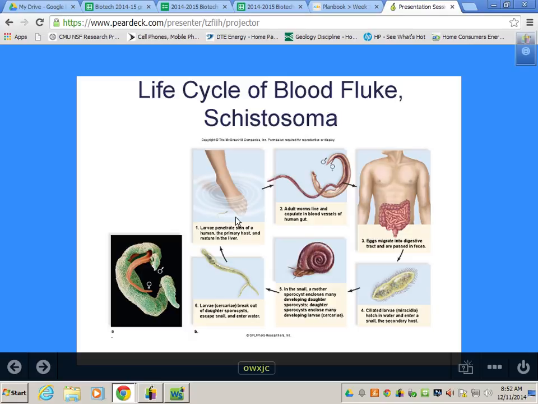So the adults are going to lay their eggs, and all of their young are going to be, oh no, that's purging the system, isn't it? Okay. So the eggs are going to migrate into the digestive tract, and then will be passed on to the feces. So sometimes, you see this, right, in animals, you'll see worms hatching out of their feces. Now the ciliated larvae are going to hatch in water and enter a snail. That's the secondary host here, okay? And in the snail, the mother is going to have like a sporocyst that's enclosed by a developing daughter sporocyst, and the daughter is then going to grow into a larva, and then that larva can start this whole cycle again. It's kind of gross, isn't it?